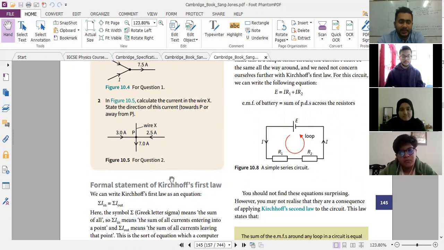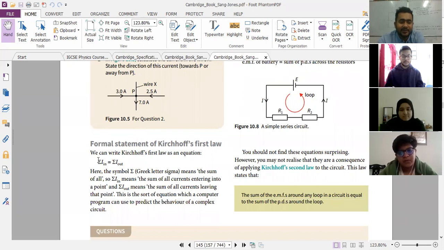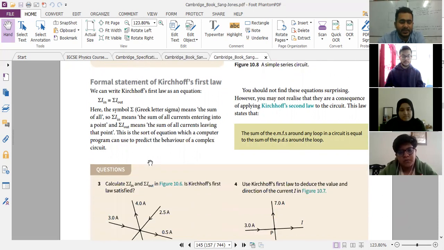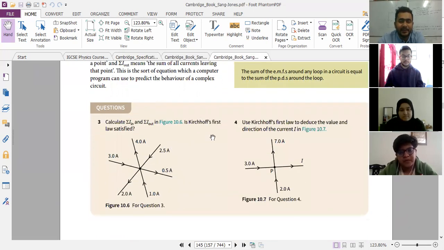Let's go forward a little. Formal statement of Kirchhoff's first law. Look, sum of I in equals sum of I out. So this is the formal expression. Using this formal expression we will solve two more maths. For the first one, help me with number 3.